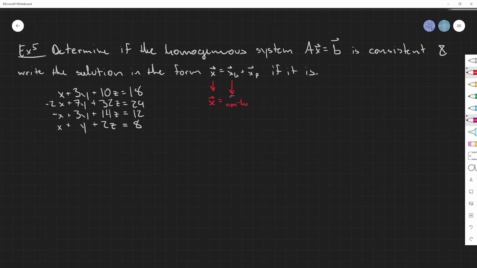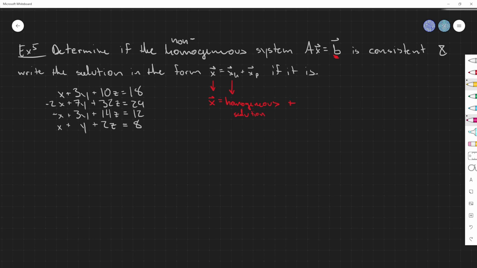I messed up. It's not homogeneous. This system is non-homogeneous. So it's to determine whether the non-homogeneous system AX equals B is consistent. Because it's equal to B, it's non-homogeneous. It's homogeneous when it's 0. So this is a homogeneous solution.